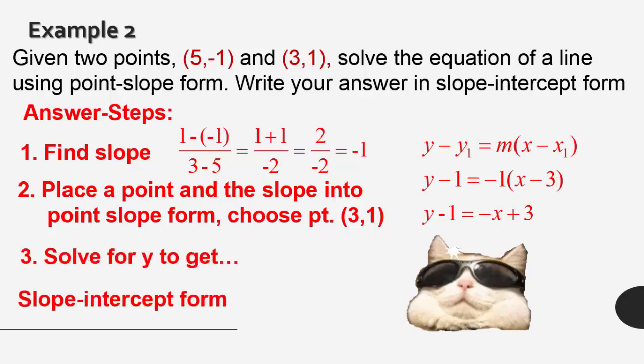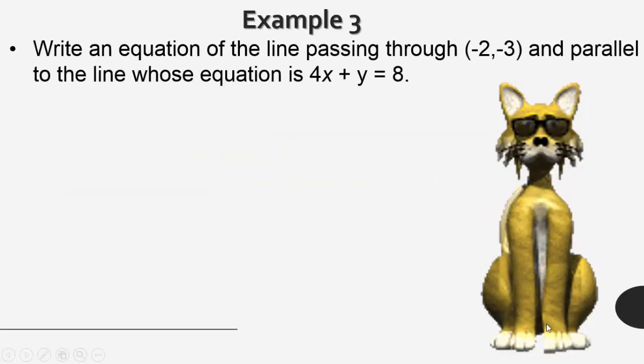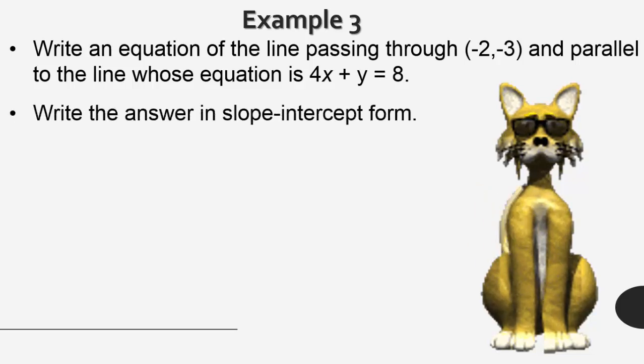In step number 3, I solve for y to get y is equal to -x plus 4, and this is how I get the slope-intercept form. In example number 3, we're asked to write an equation of a line passing through (-2, -3) and parallel to the line whose equation is 4x plus y is equal to 8. We want to write our answer in slope-intercept form, which means the form y is equal to mx plus b. So let us go over to the whiteboard and work this one out.